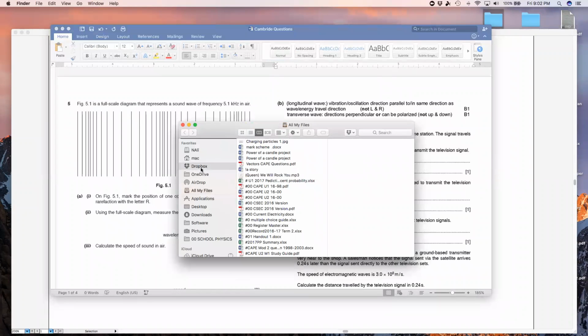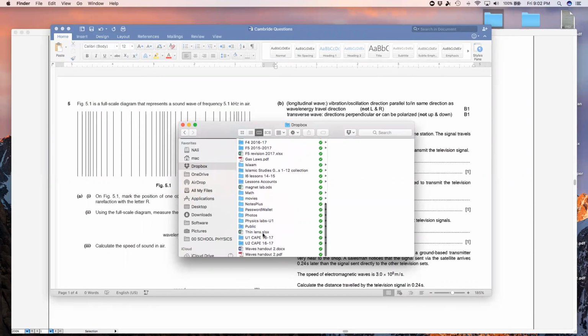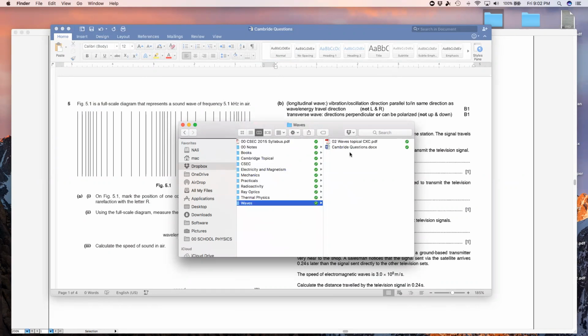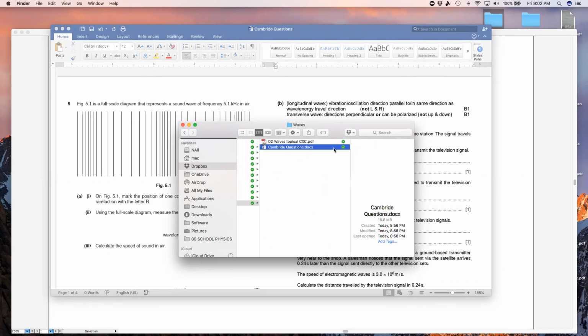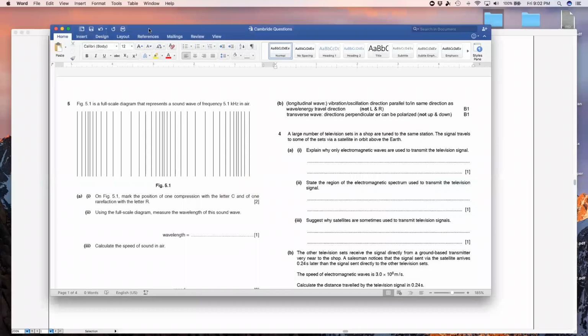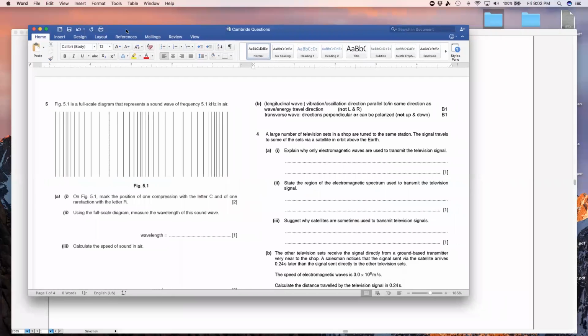In our Dropbox, in Form 4, in Waves, so you can open this file if you want later. But this is the file here with Cambridge questions. All right. So that's the location of the file. Although I'm really going to be starting the introduction to review Waves by looking at this file. We really intend to do questions more than anything else in this session.